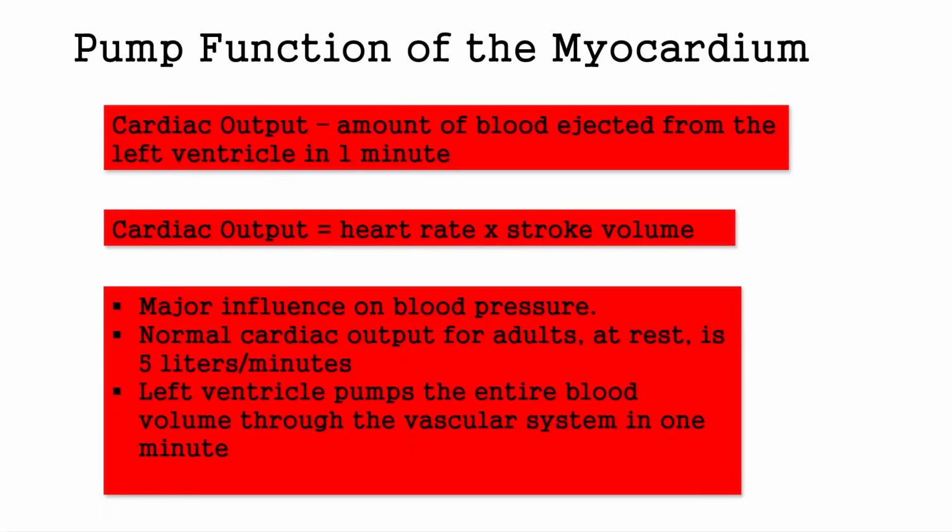All right, so pump function of the myocardium, cardiac output. So let's get these definitions down. Cardiac output is the amount of blood ejected from the left ventricle in 1 minute. If we look at cardiac output, we can have heart rate multiplied by stroke volume. And that is equivalent to blood pressure. There's major influences on blood pressure. Normal cardiac output for adults at rest is about 5 liters per minute. The left ventricle pumps the entire blood volume through the vascular system in 1 minute.